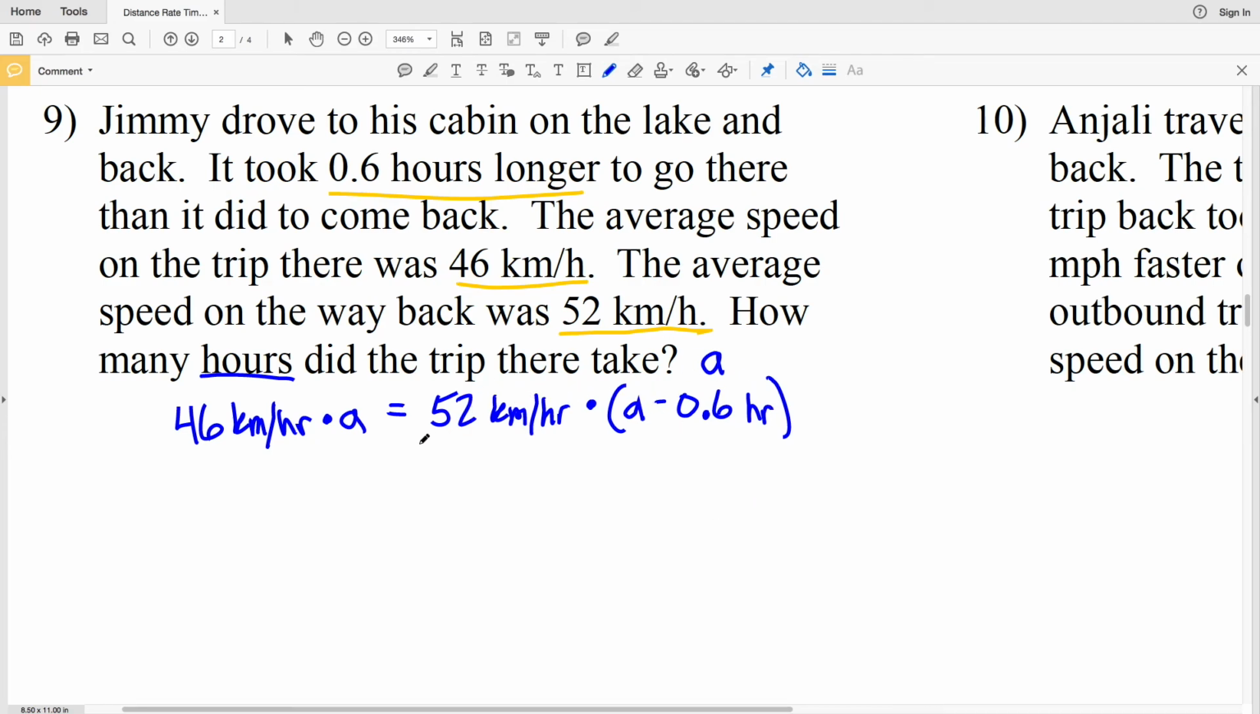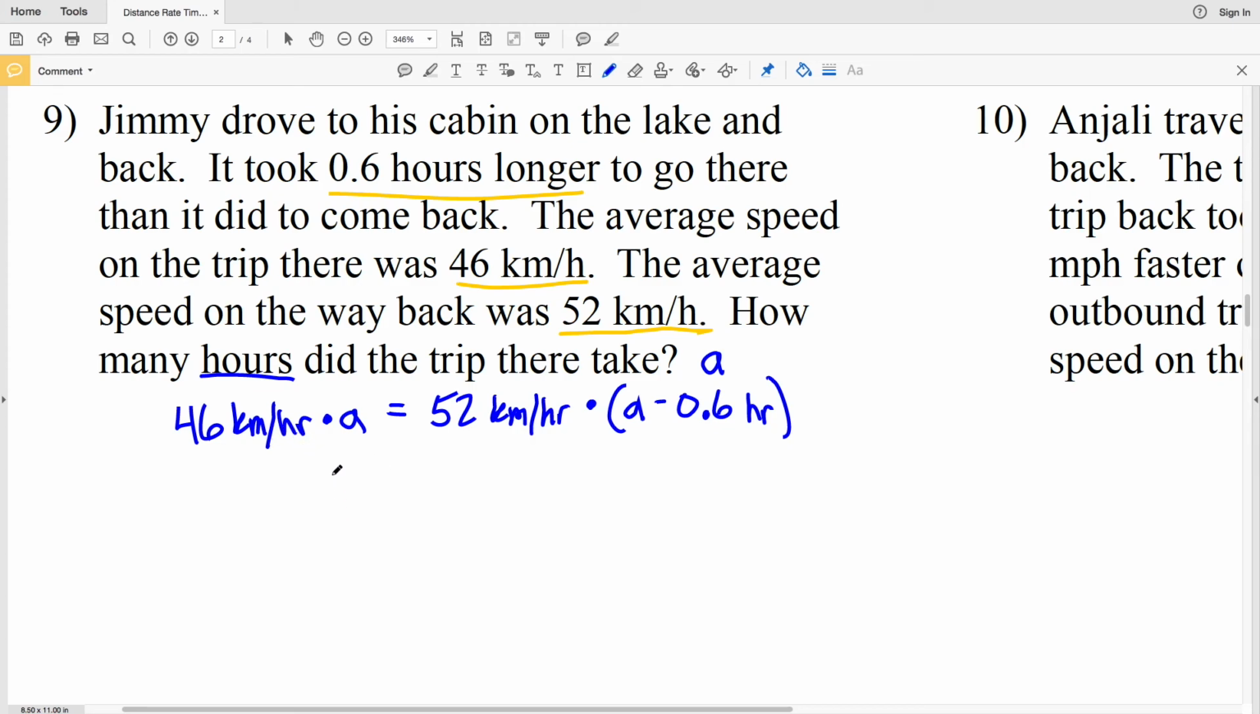Now let's go ahead and simplify. In all the previous problems, I've left my labels for speed, distance, and time in the equation, but now that you're familiar with that, I'm going to go ahead and drop them. But if you still feel the need to put the labels in, go ahead and do so.